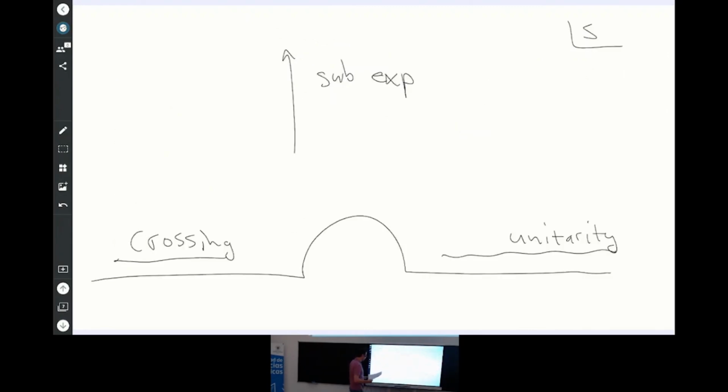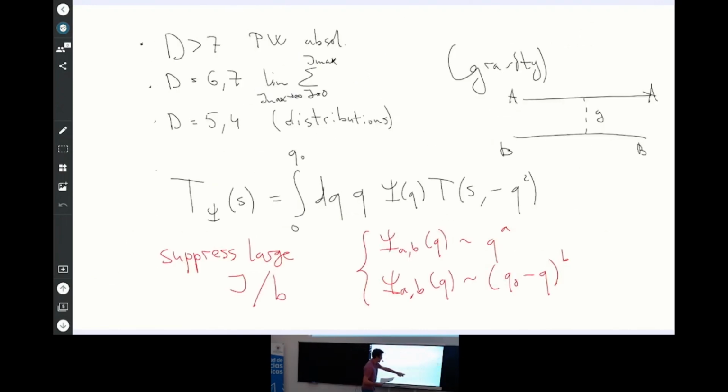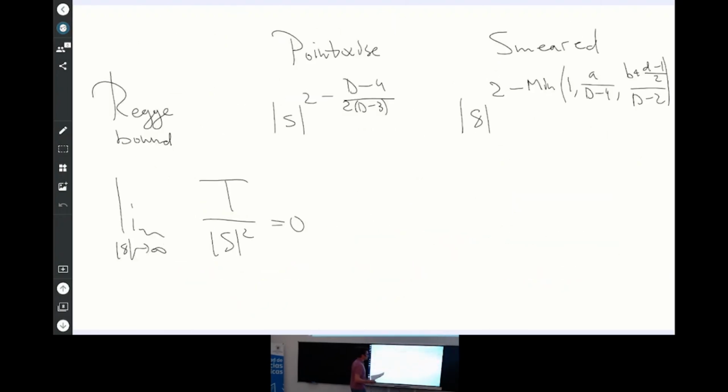Remember, this A and B were defined as properties of the smearing function, so it should be smooth enough close to the origin and some factor Q0. So if you make A and B large enough, you see that you can bound the amplitude as S. So with enough smearing, when A is larger than D minus 4 and this is larger than D minus 2. So that's a basic picture.